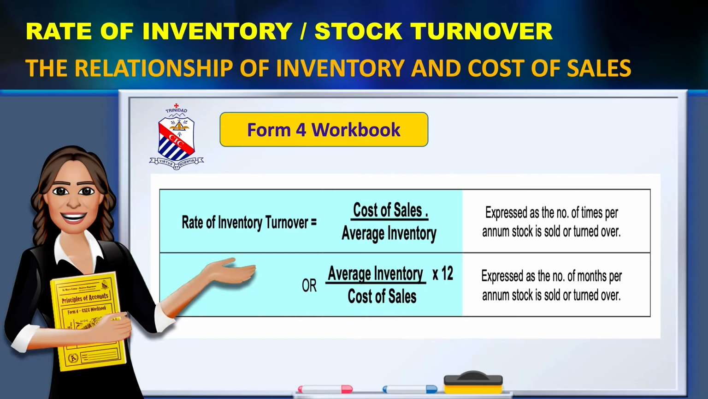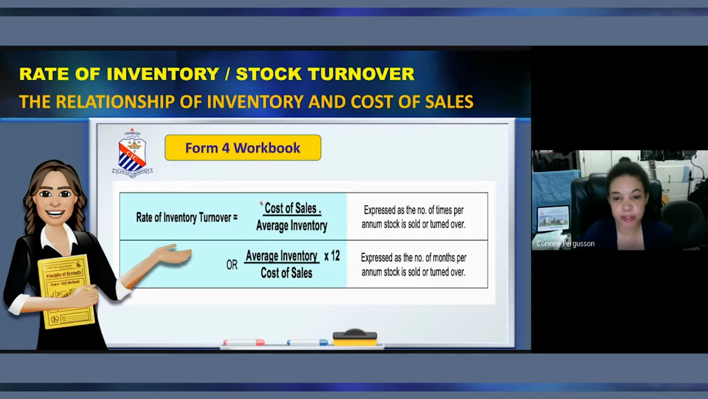If they ask you to express it in terms of months, you would flip this formula over and put your average inventory on top, divide it by your cost of sales, and then multiply it by 12. And whatever answer you get, that one will be months.